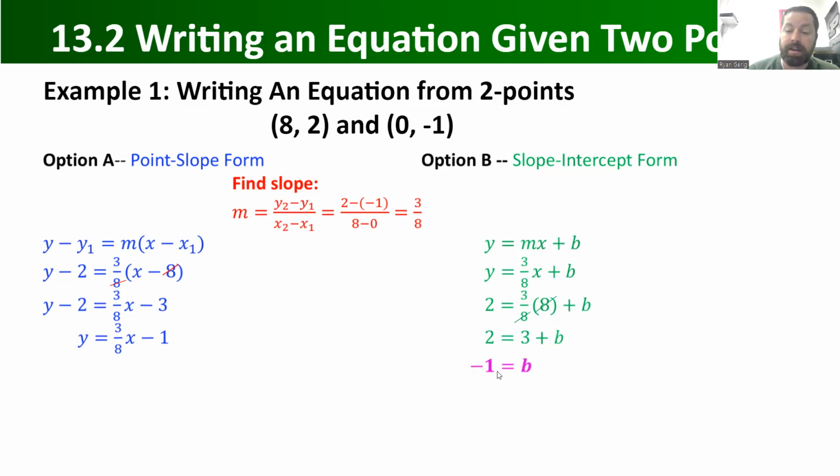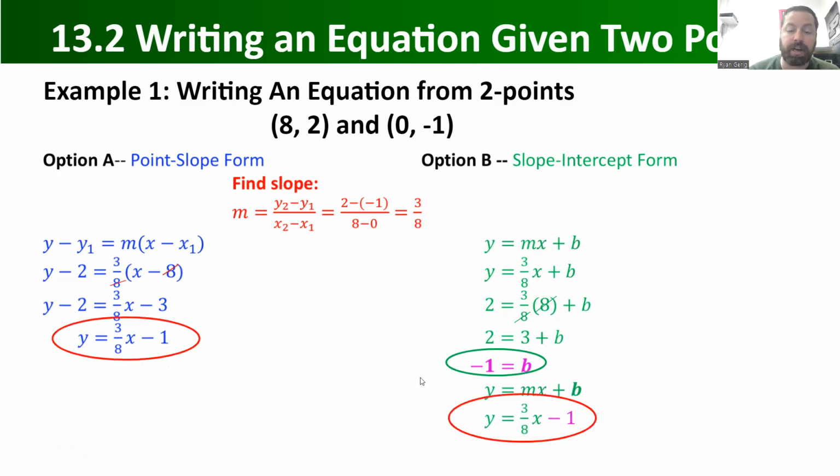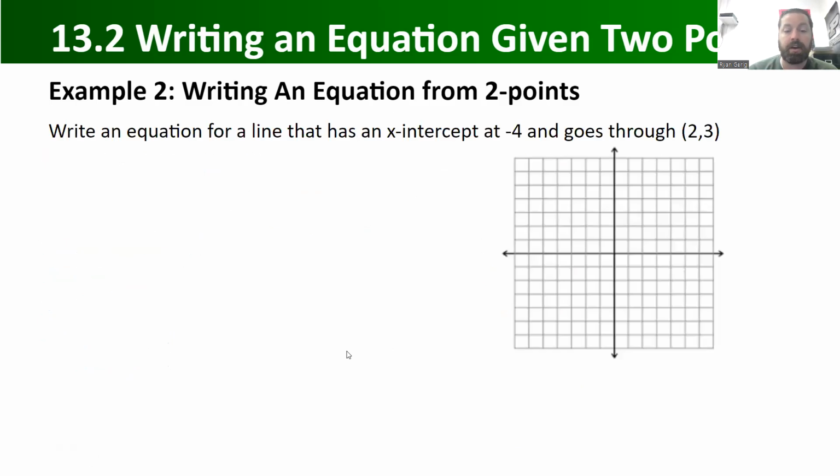To get b by itself, I'm going to subtract 3 from both sides, and I get b equals -1. Now that's not done because I got to actually write the final equation. I just now know that b equals -1. So I write y equals 3/8 x minus 1. Notice how they match up. The 2 equations are the same. Does not matter which option you choose. All right, so let's try another one.